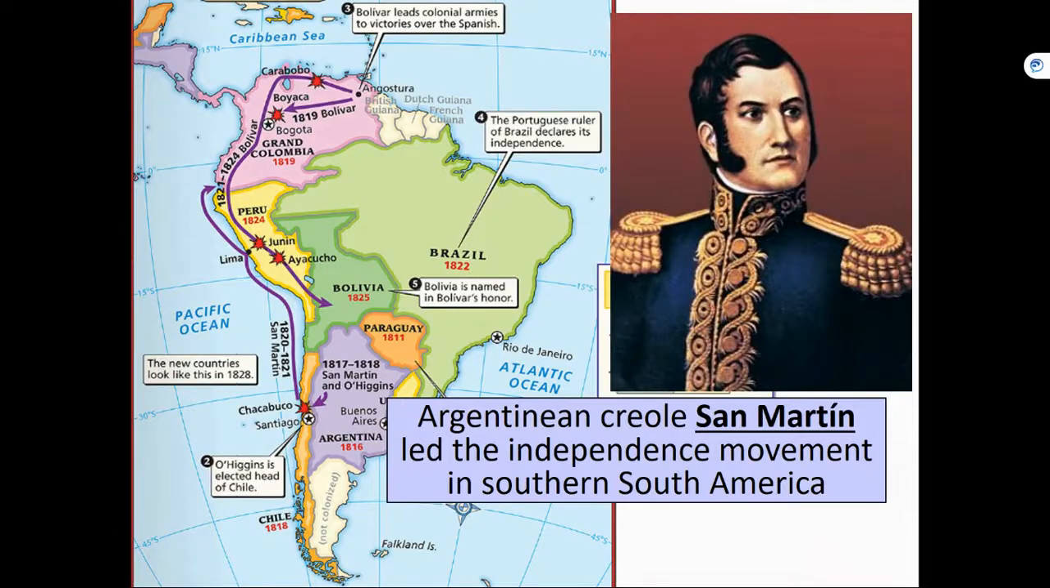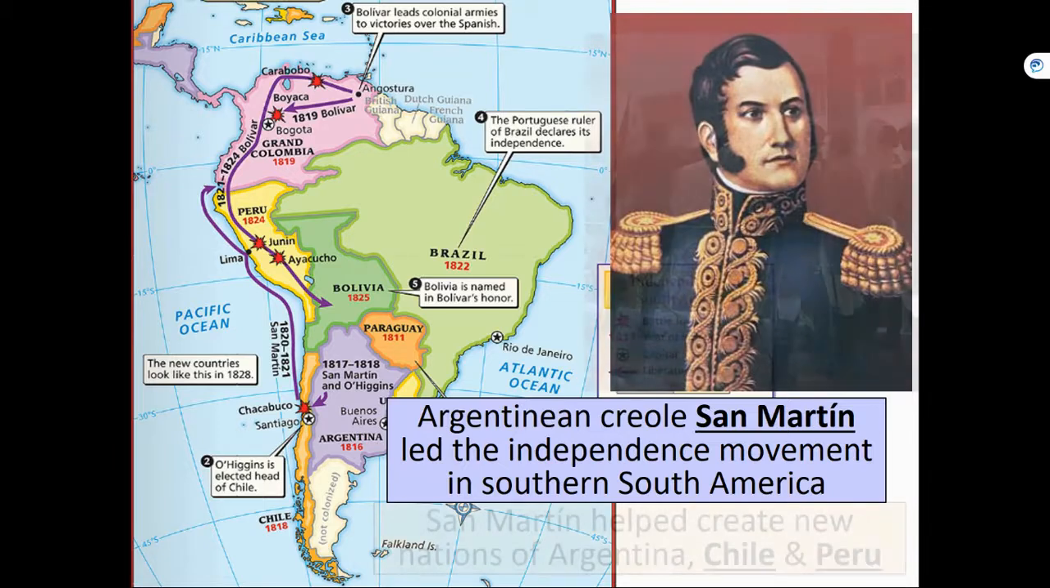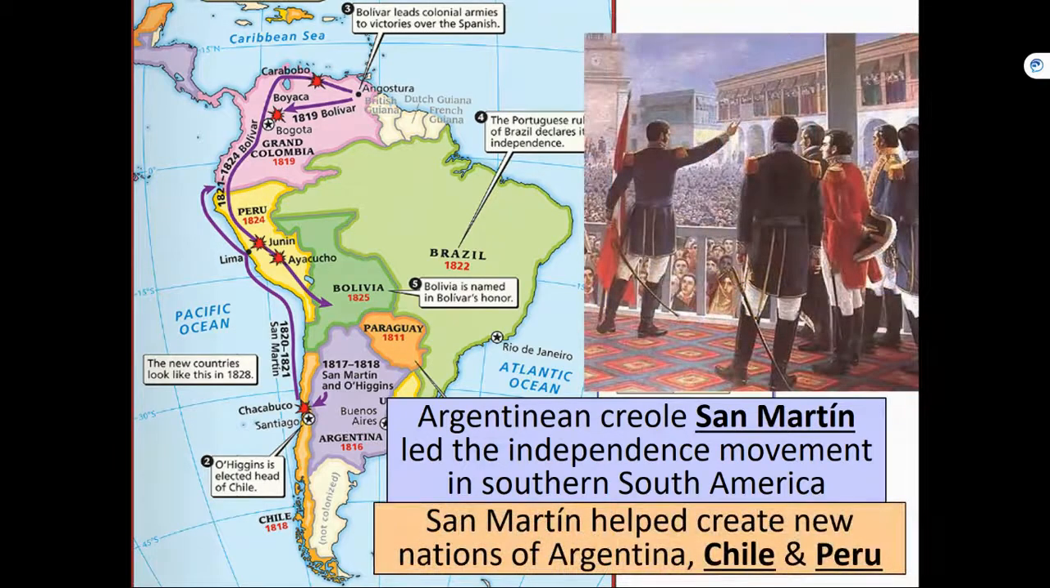Argentinian Creole San Martin led the independence movement in southern South America. San Martin helped create new nations of Argentina, Chile, and Peru.